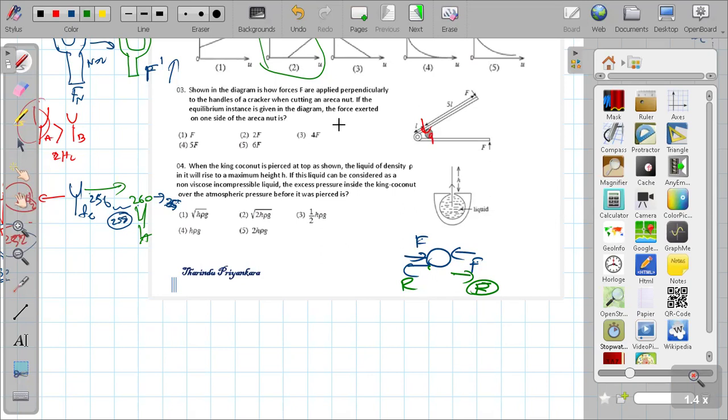Now what is the force acting on one side of the areca nut? It is applying in the direction of L. So in equilibrium, F dash x is equal to 2F 5x.